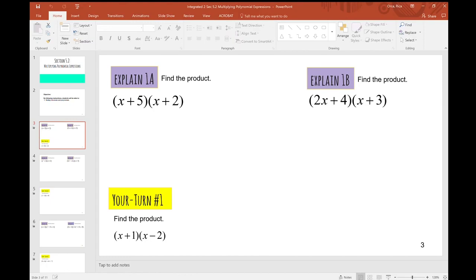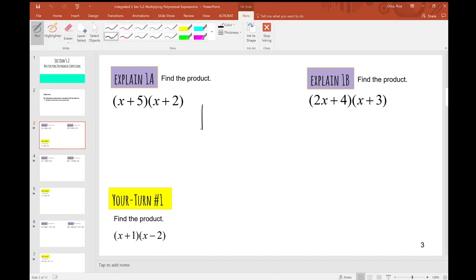in your homework. For the box method, I'm going to draw a box, and my box is going to have two columns and two rows. The reason why my box will have two columns and two rows is because we're multiplying a binomial, and a binomial has two terms, to another binomial. So once again, two columns, two rows.